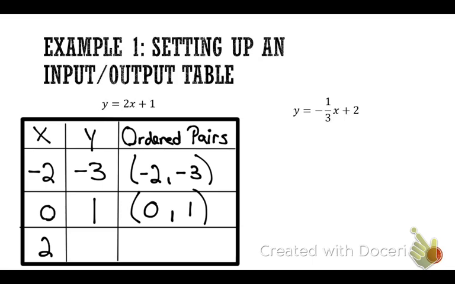All right, do the last one. Come up with your output value and your ordered pair. Some of you are not writing because you already did it. Good. That's fine. What was your output value? 5. 2 times 2 plus 1. All right, which is 5. 2, 5. All right, so we're going to pause there.